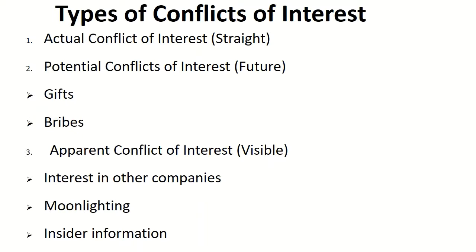Now the three different types of conflicts of interest. The first one is the straight conflict of interest, or the actual conflict of interest. The second one is potential conflicts of interest, which is directed towards the future. There are two types in that. One is called the gift and the other one is called the bribe. The third one is apparent conflict of interest, which is visible. So it's an interest with other companies, moonlighting and insider information. Now let's see the different types in the next few slides.